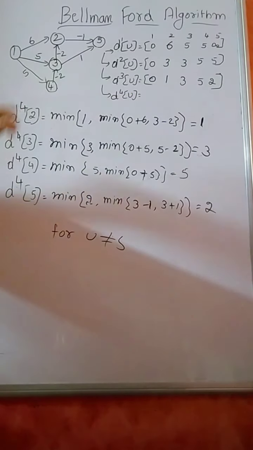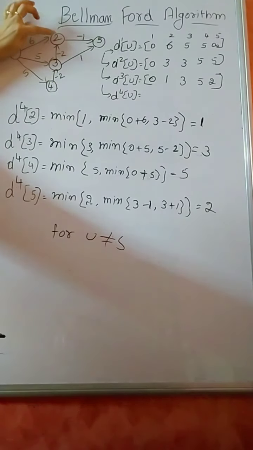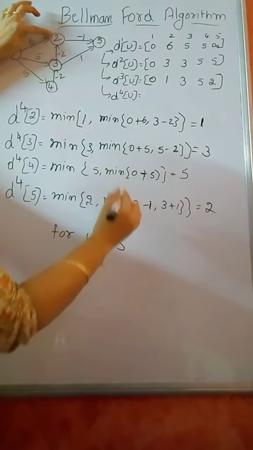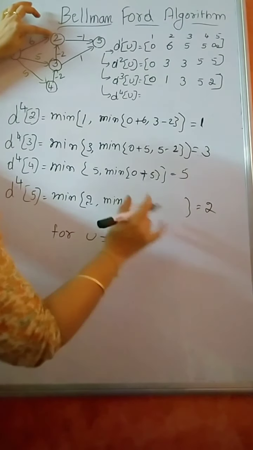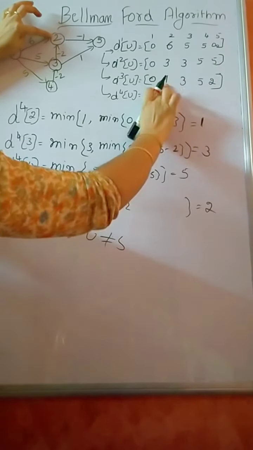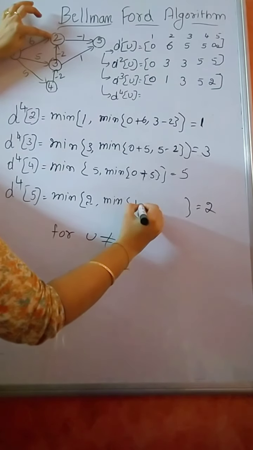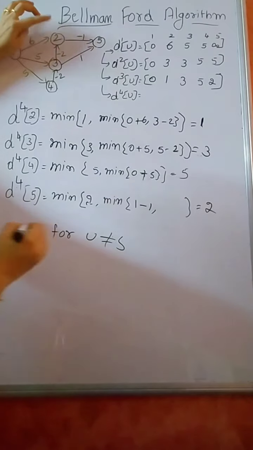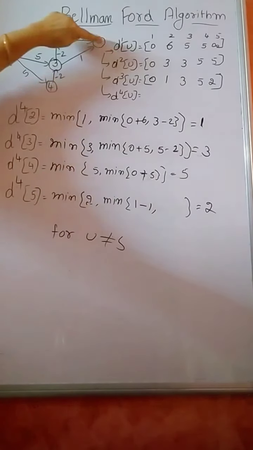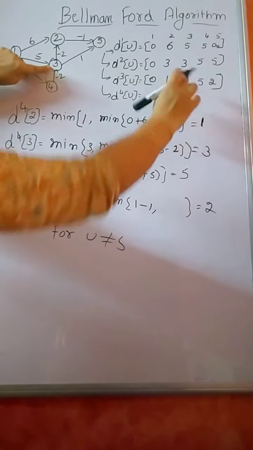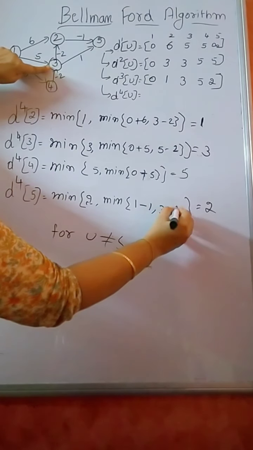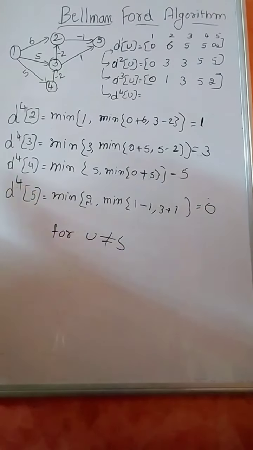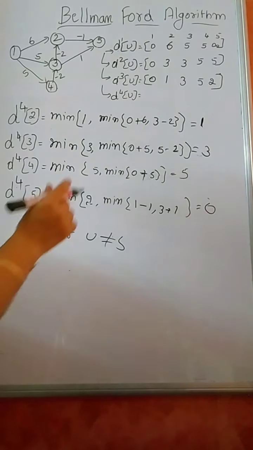Now minimum of, so 2 incoming edges are there. One is from the 2. What is the previous distance to the 2? It is 1, so it is 1 minus 1. From here to here is minus 1. Now one more edge I am having from 3 to 5. What is previous distance to the 3? It is 3, then plus minus 1, so 1 minus 1 is 0. So what is the minimum distance you are getting? It is 0. So minimum distance to the 5 is 0.